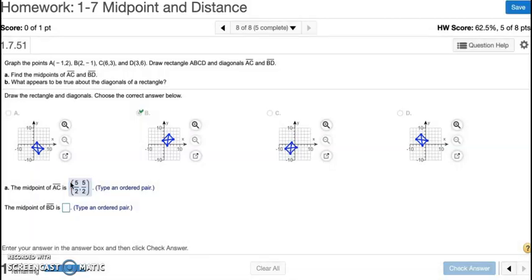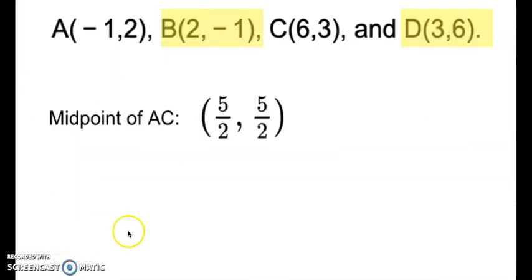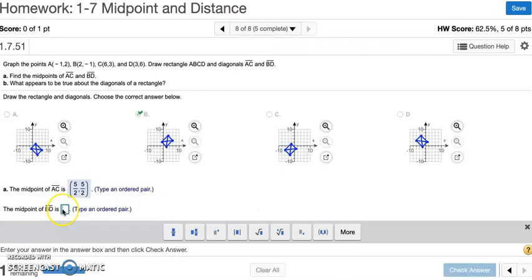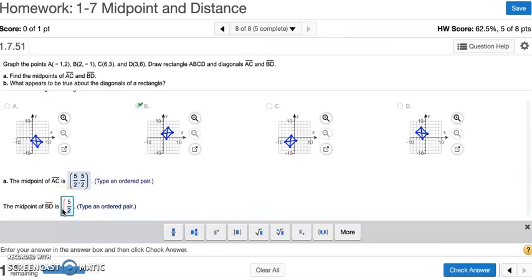Now we got to find the midpoint of BD. So to find the midpoint of BD, use the coordinates B and D. Add up the x's and divide by 2. So 2 plus 3 is 5. Divided by 2 is 5 over 2. Do the same for the y's, and we also get 5 over 2. So let's type that in. So typing in 5 over 2 and 5 over 2.